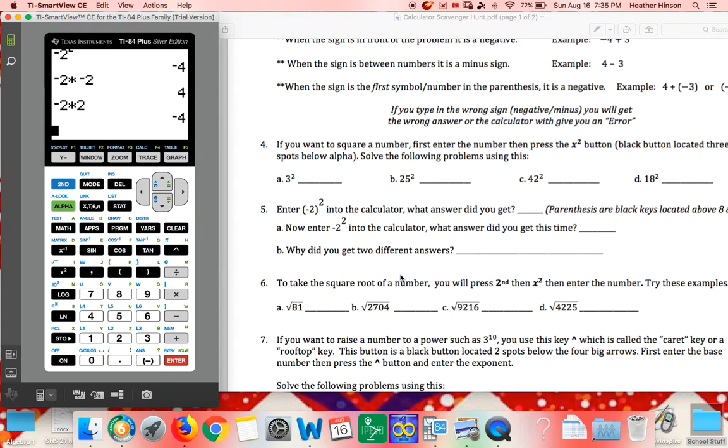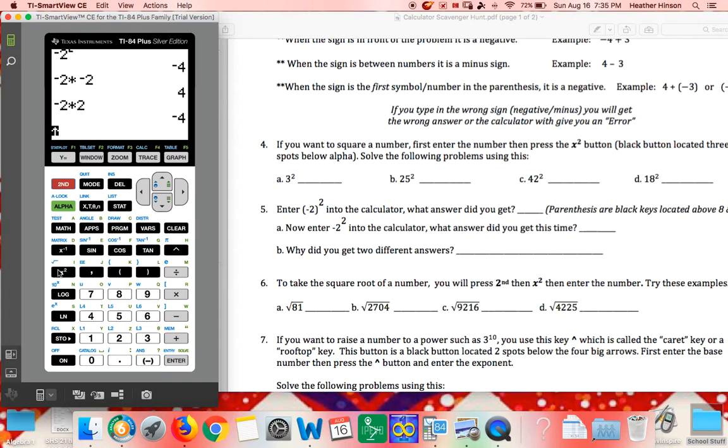Okay, number 6. To take the square root, you're going to put in the square root first. So you're going to hit second, then x squared. So remember, second is your top blue button. X squared is that same button we used a second ago. It's your x squared button. Right above it in blue, you see a square root symbol.